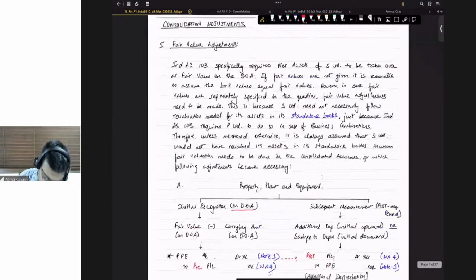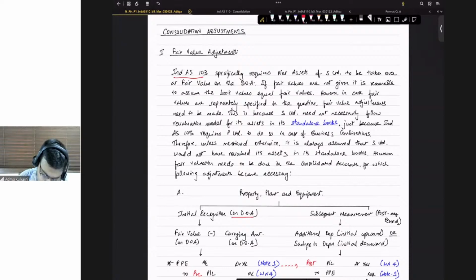Ind AS 103 requires net assets to be taken over at fair value on the date of acquisition. All of you agree with this. Fair values are not given. It is reasonable to assume that book value equals the fair value. That is normal. However, in case fair values are separately specified in the question, fair value adjustments need to be made. This is because S Limited need not necessarily follow the revaluation model for its assets in its standalone books.